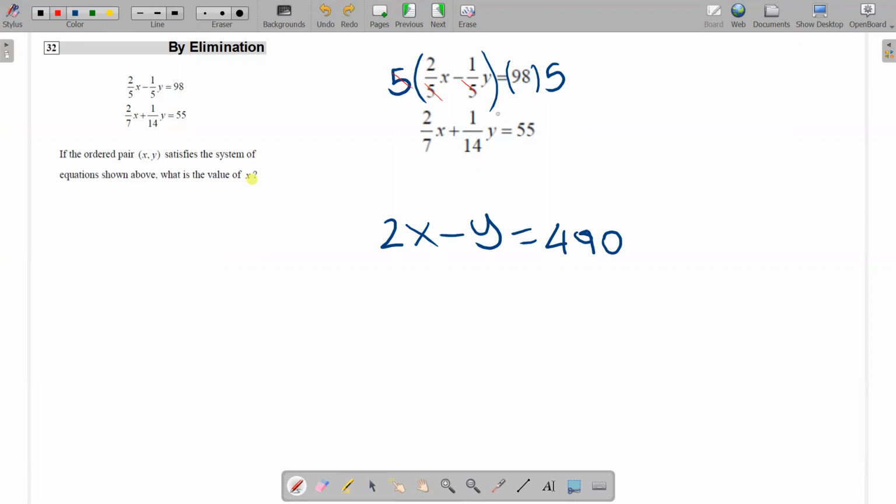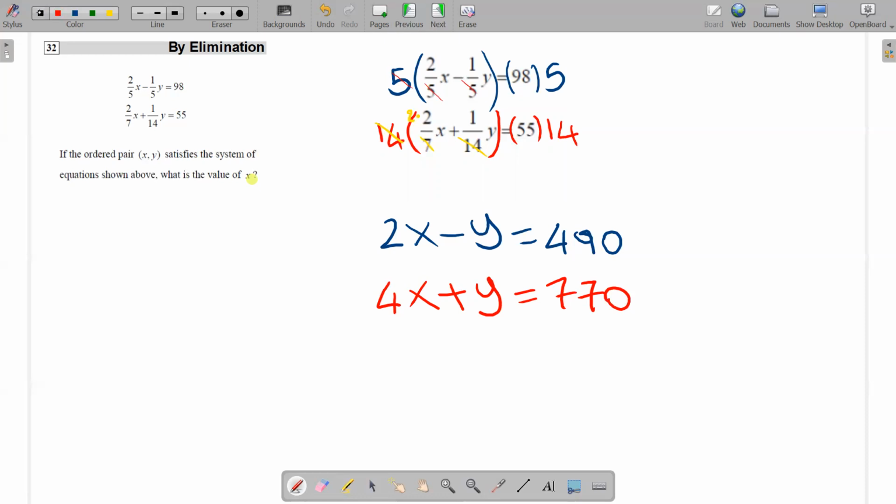In the second equation, we will do the same procedure. We need to find the least common denominator between 7 and 14. In this case, it's going to be 14. We will multiply both sides by 14. By doing that, what we will get will be, in this case, a multiplication of 2 here, but here the denominator will just go away. So here we will have 2 times 2, which is going to give us 4x plus y equal to 55 multiplied by 14, which is going to be 770.